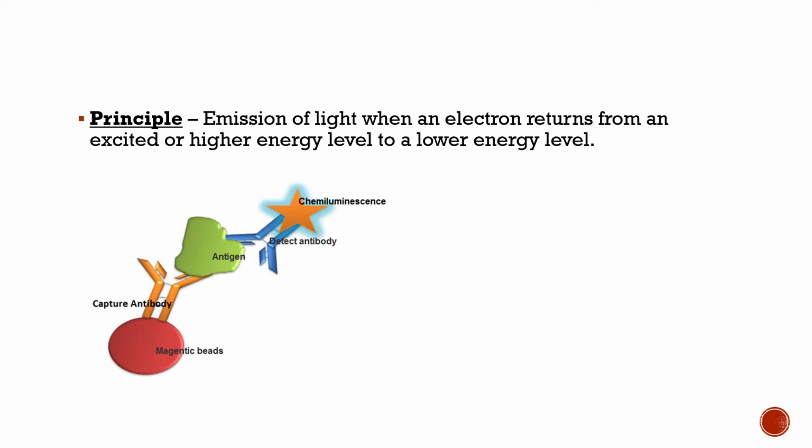Coming to the principle behind chemiluminescence. It is the emission of light when an electron returns from an excited or higher energy level to a lower energy level. In this technology, there are magnetic beads or microparticles which are coated with capture antigen or antibody. This will bind to the sample analyte or the antigen. Then the acridinium labeled detection conjugate will bind to these complexes and they will produce measurable light.